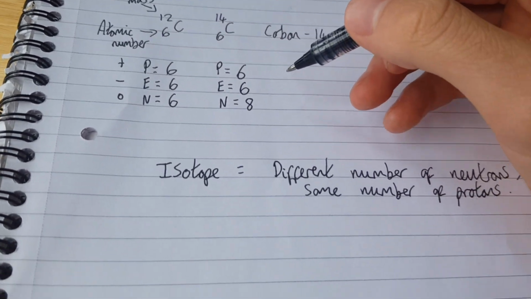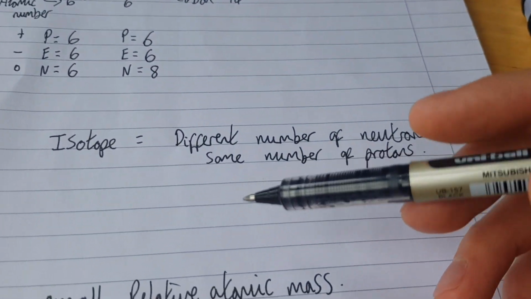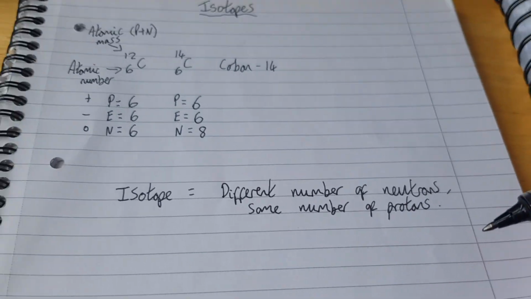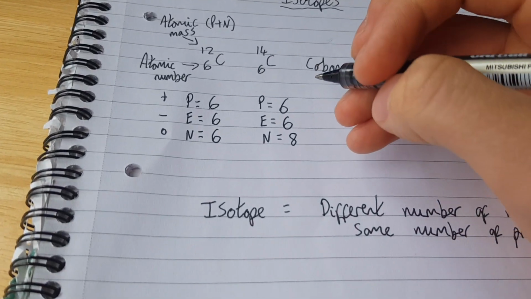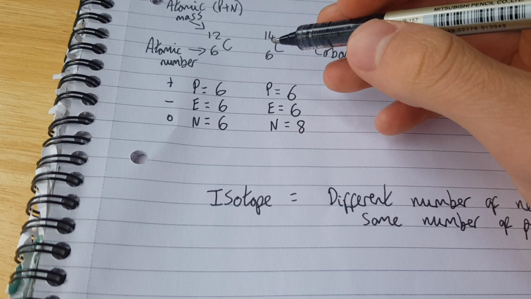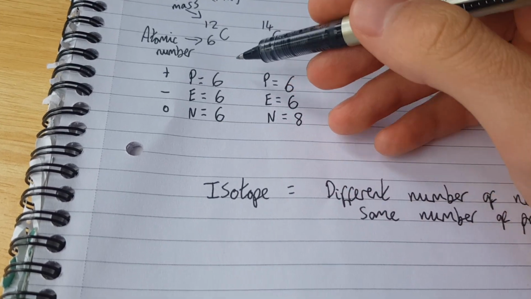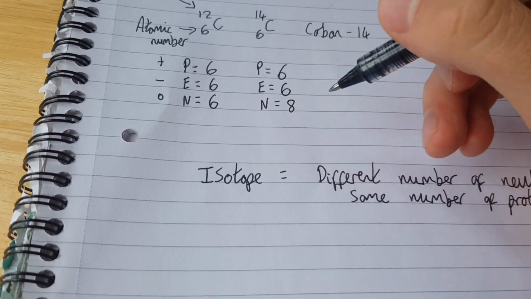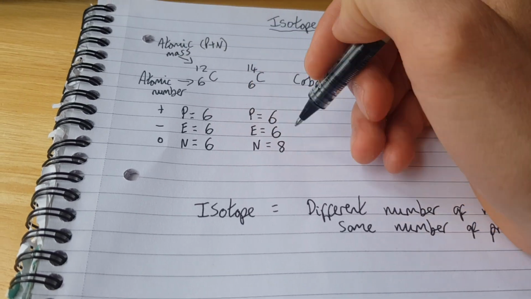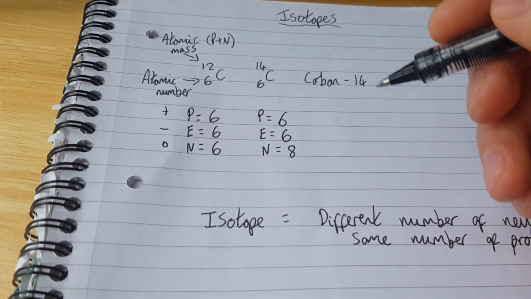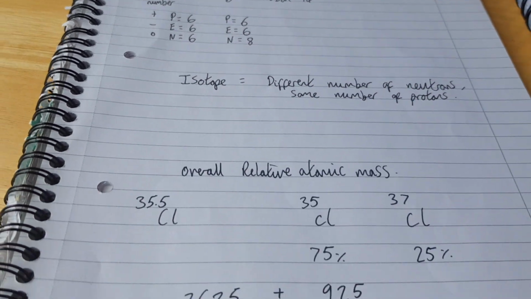So our definition of an isotope is that it's a different number of neutrons but the same number of protons. The number of protons defines an element. So if it was 7 protons, it'd be nitrogen, it wouldn't be carbon. Whereas it can have 8 neutrons, or it could have 6 neutrons, it's still carbon.